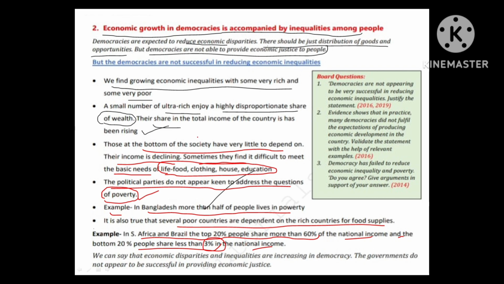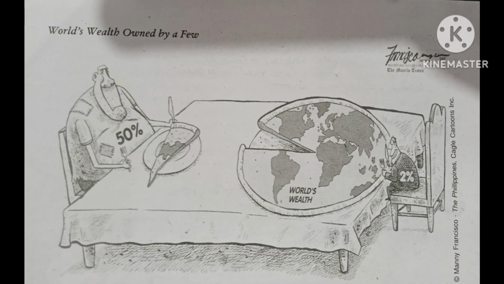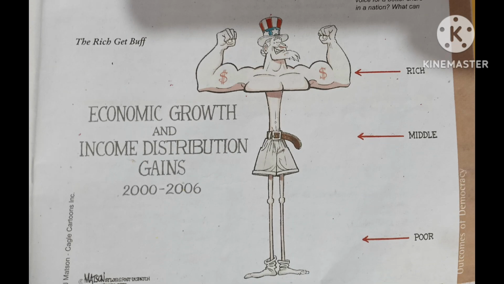For example, in South Africa and Brazil, the top 20% of the people share more than 60% of the national income, and the bottom 20% share less than 3% of the national income. This is what is called ultra rich and ultra poor. Economic development is not highly expected in democracy compared to dictatorship.